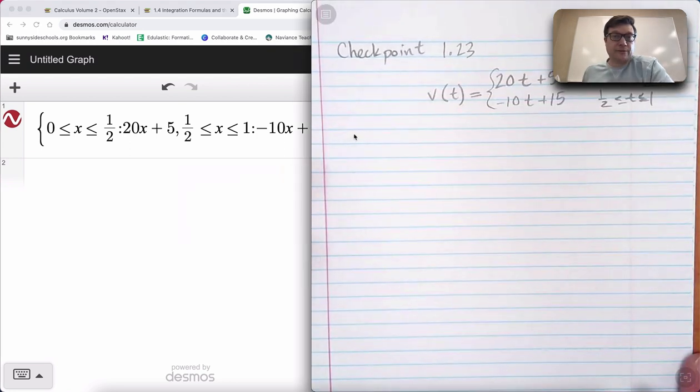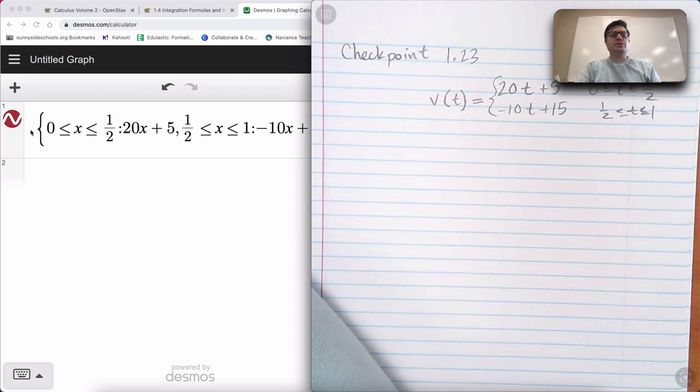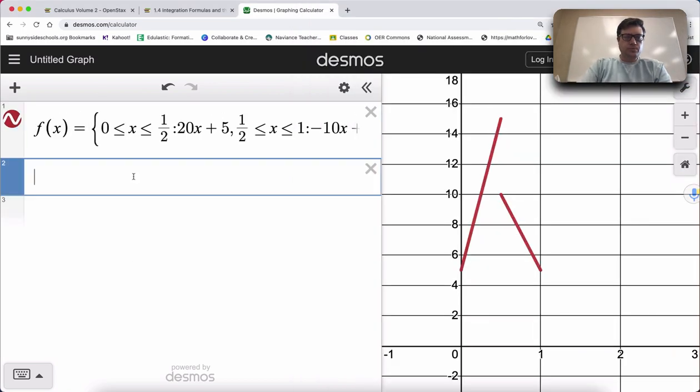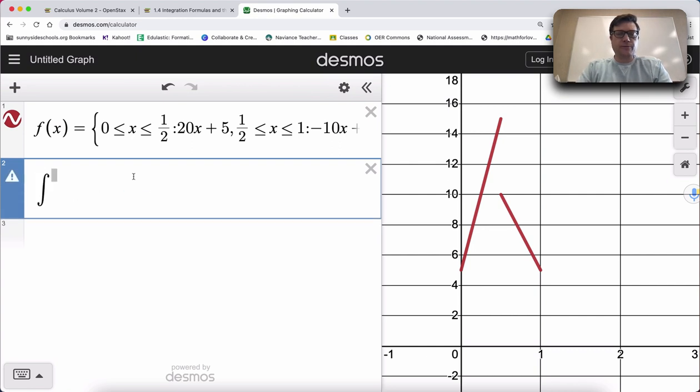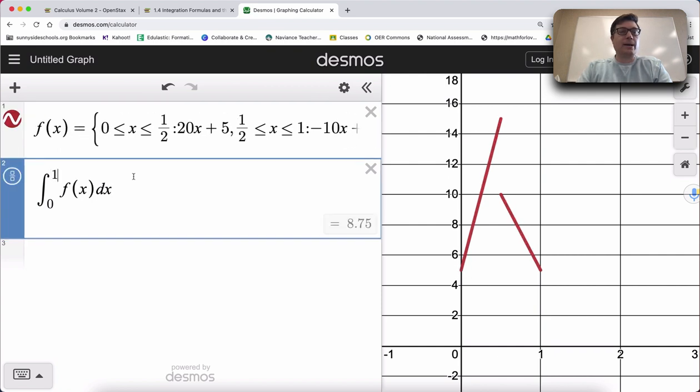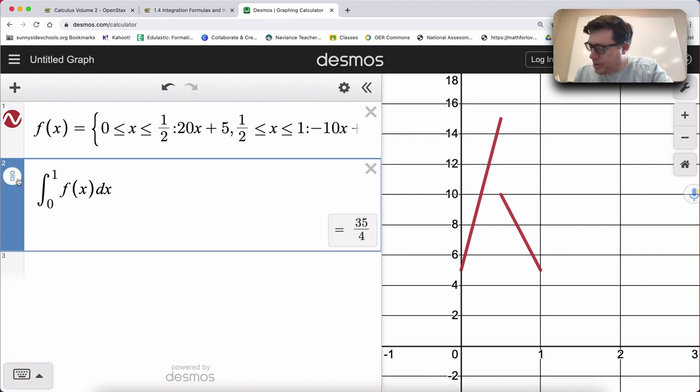We can absolutely graph it. I wonder if I could even say this. Let me try this. I'm going to go f of x equals, I'm going to do the integral from 0 of f of x dx. I guess I have to press the up button. It's weird. The back button. It says 8.75. So I'm going to say that the integral of v of t from 0 to 1 is 8.75. Let me get the fraction amount as well.